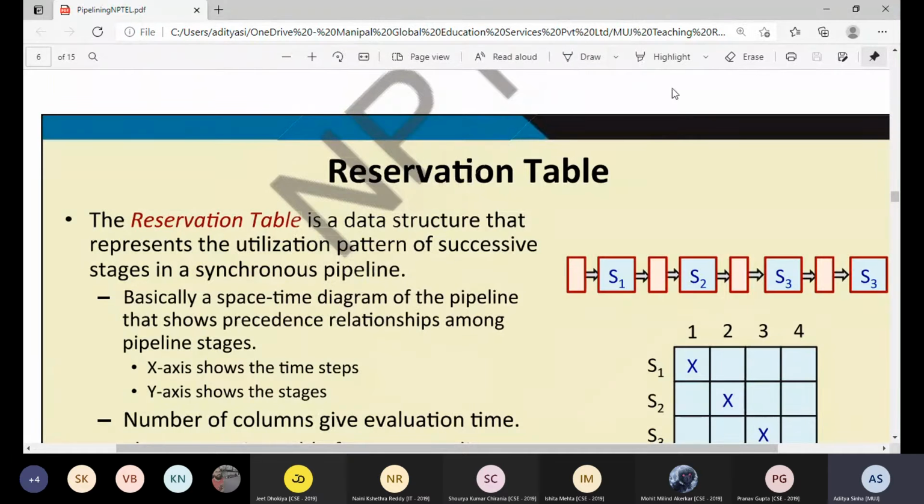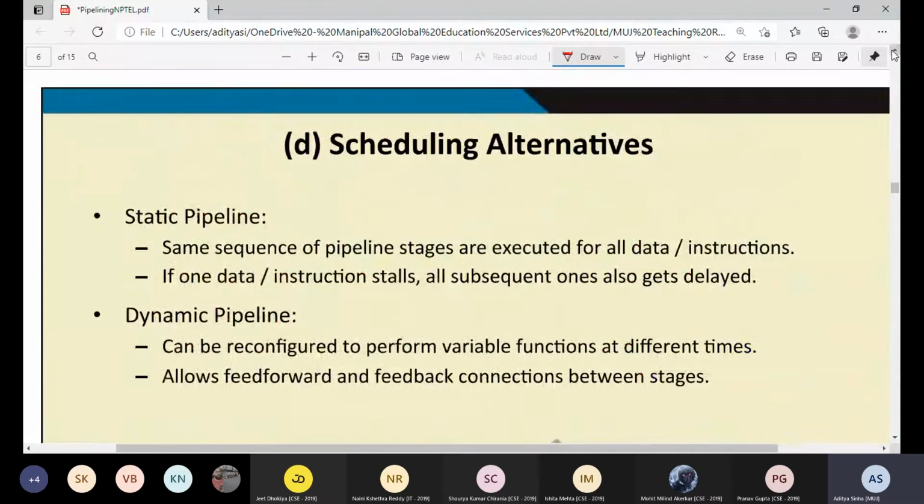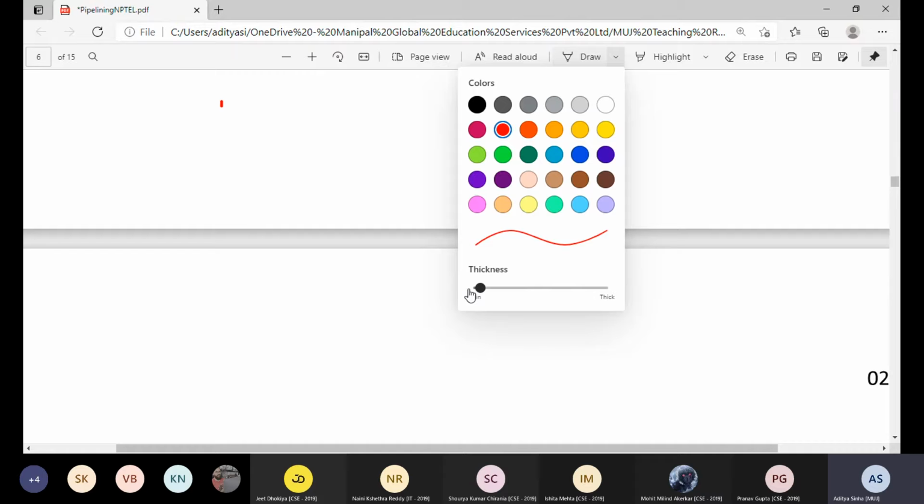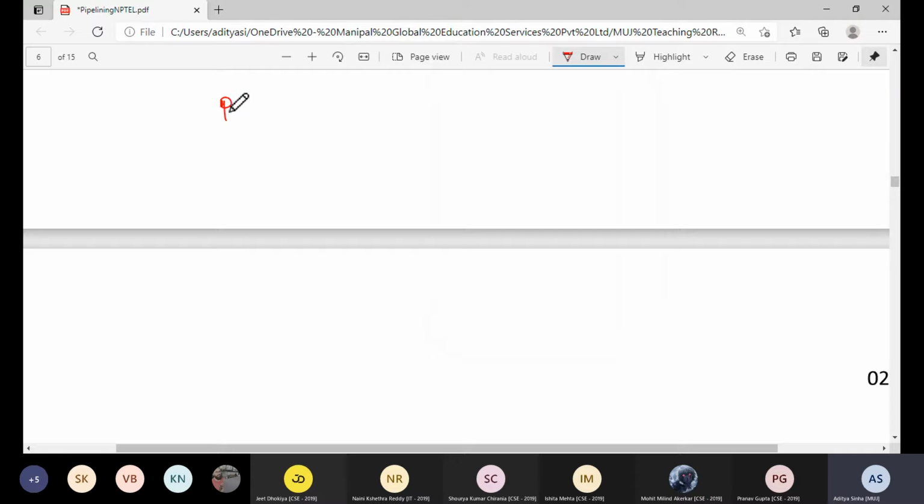So can anyone summarize what did we study in the last lecture? Anyone? What did we study in the last lecture? Something about pipelining? Anyone? No one remembers anything?